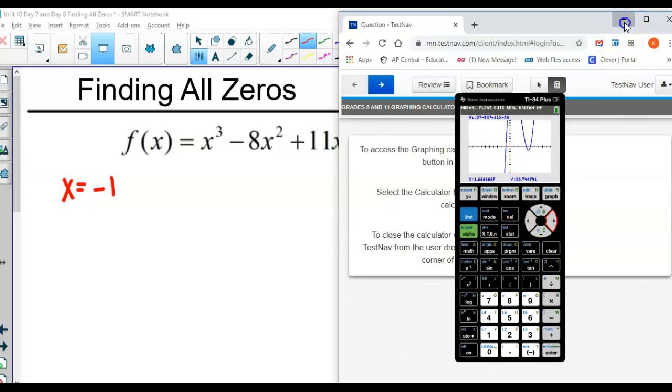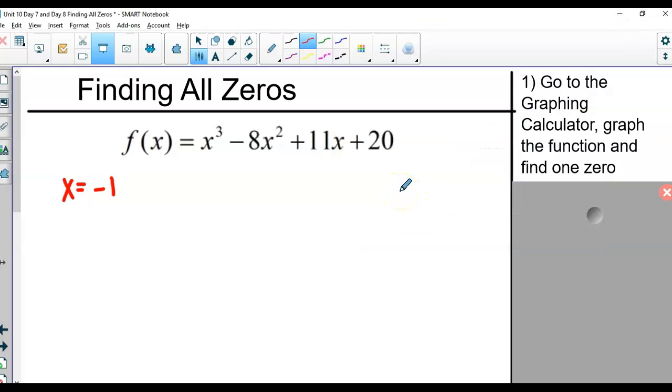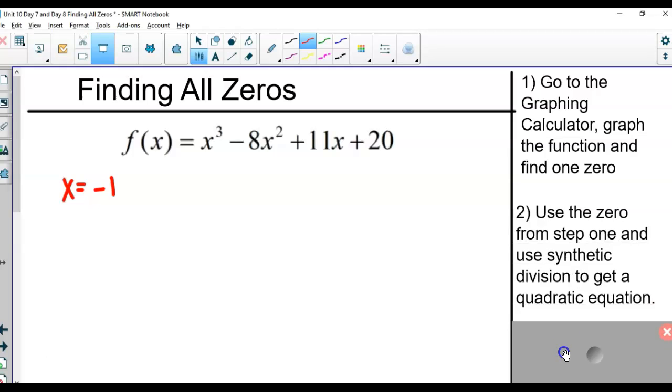Okay, let's get away from the calculator right now. We found that 0 by calculating it on the graphing calculator. And now what we need to do is use that 0, and then we use synthetic division to get a quadratic equation.